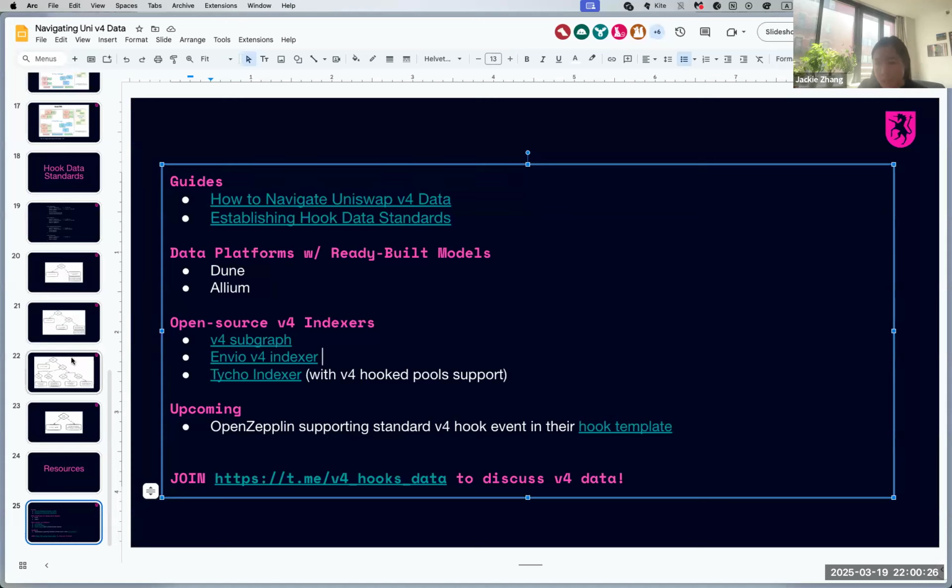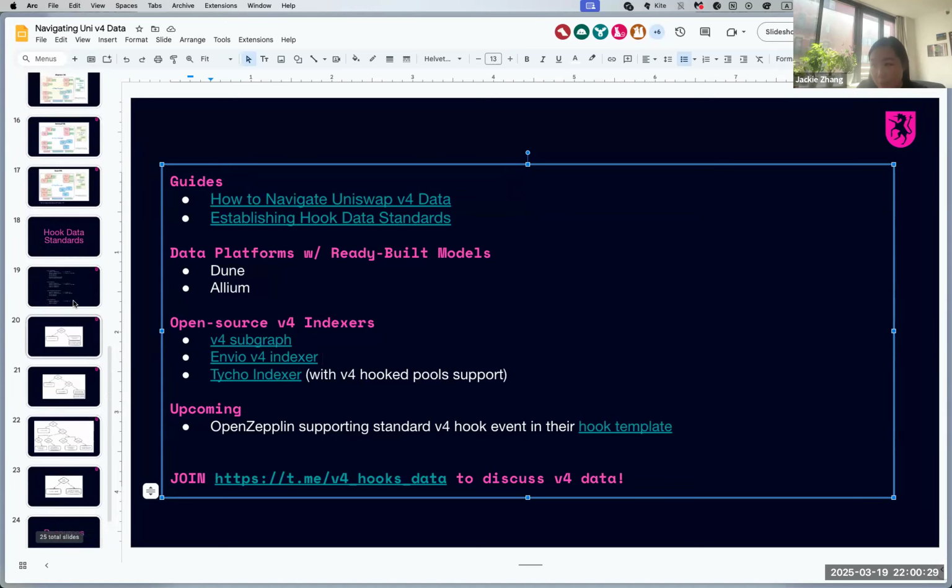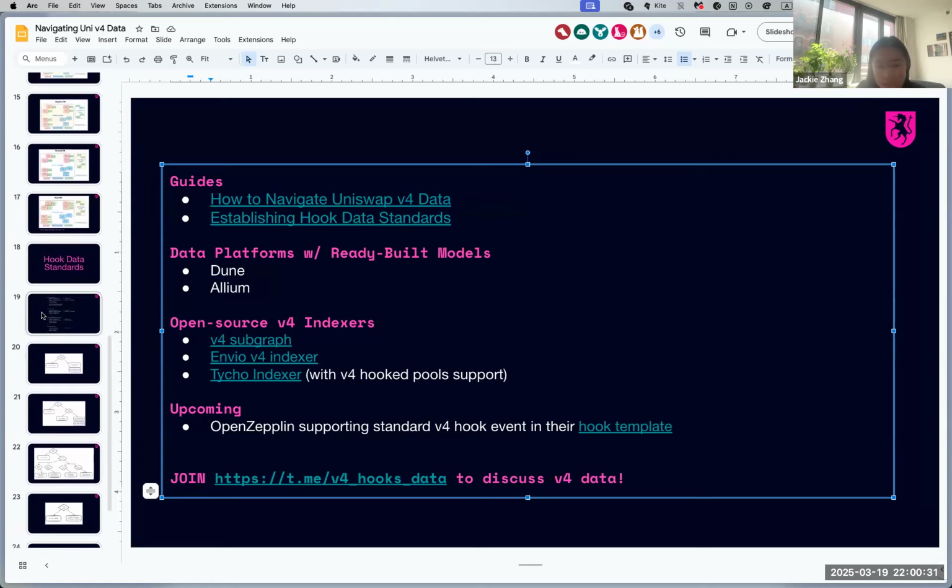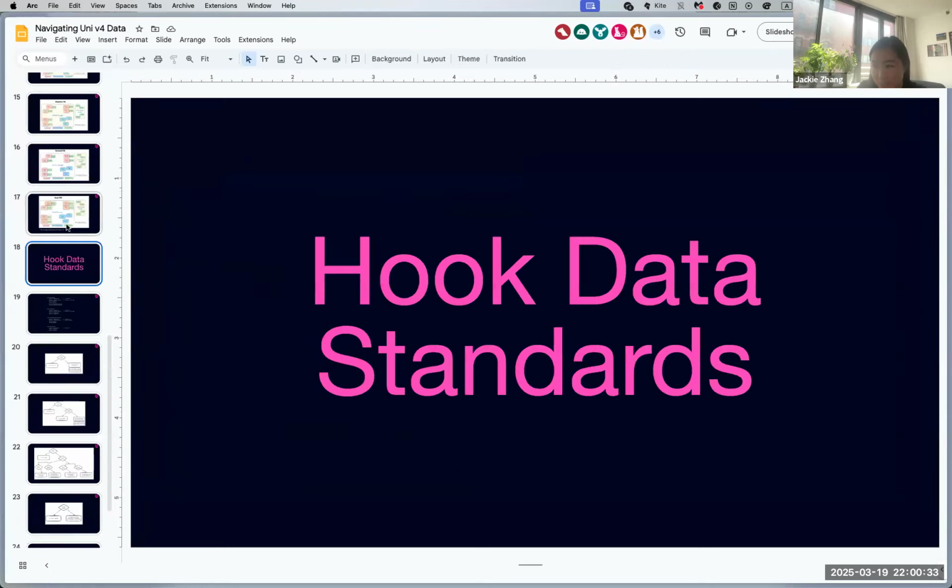Okay, cool. Moving back to covering hook standards. Hopefully by this point you have an inkling of why it's so important to establish hook standards. Because the introduction of hooks to the V4 contract makes things really flexible, but at the same time really messes up things for the data side, for data collection and analysis.